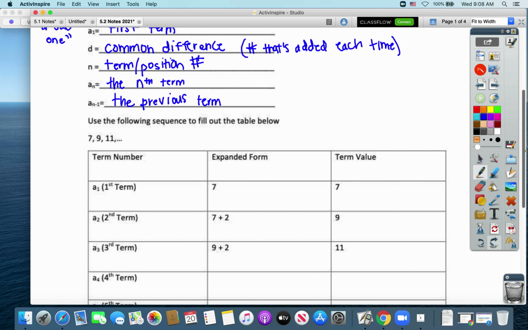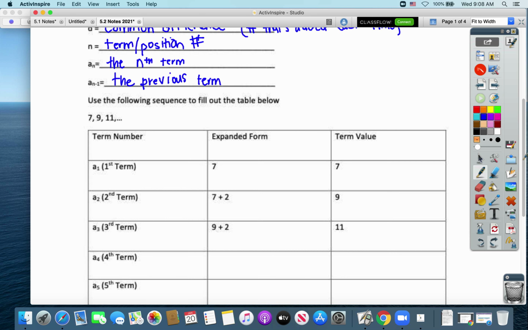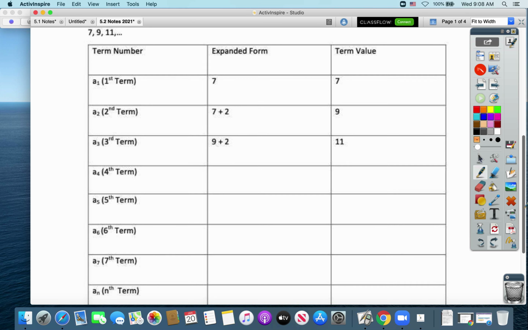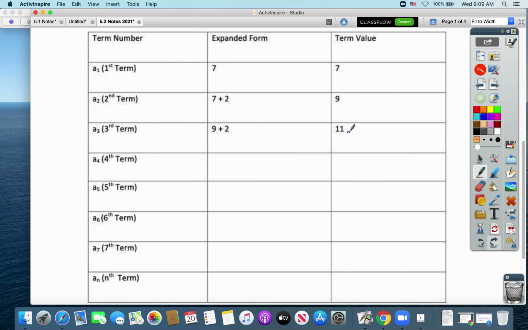So before we talk about the rules, we're actually going to see if we can figure out where they come from. So this is a sequence 7, 9, 11, and it keeps going. And then we can see in our table the first term is 7, and the second term is 9, and they got that from doing 7 plus 2. And then the third term is 11. They got that from doing 9 plus 2. So if we follow this pattern and just wanted to continue this table, we could figure out what comes next.